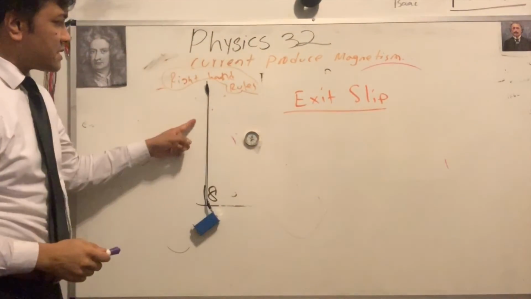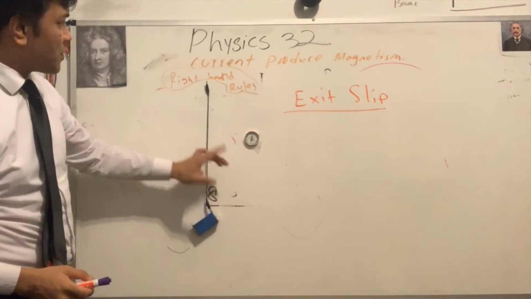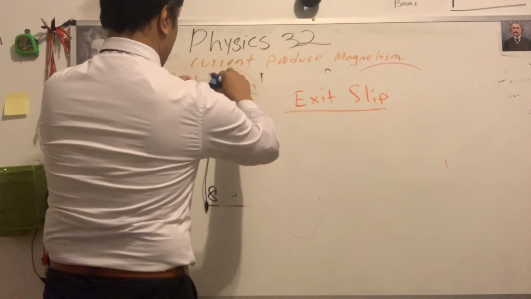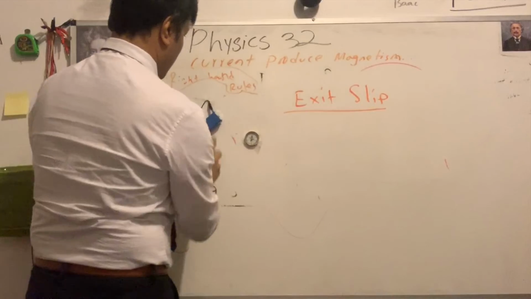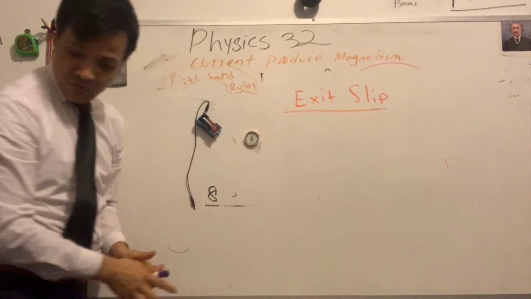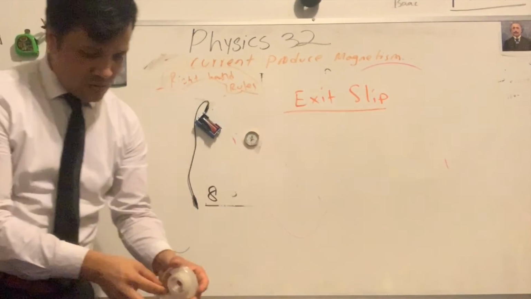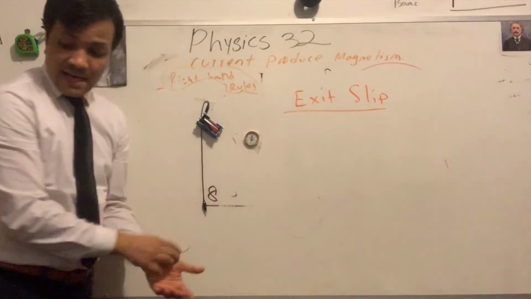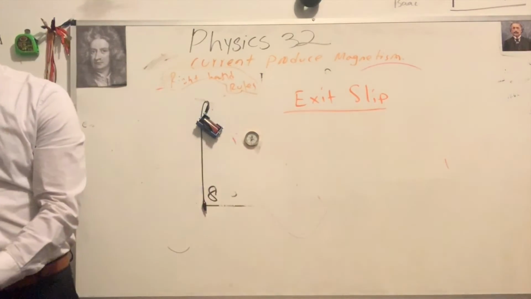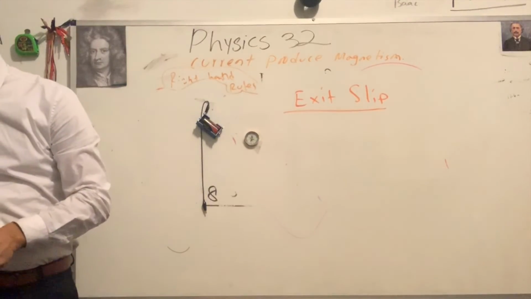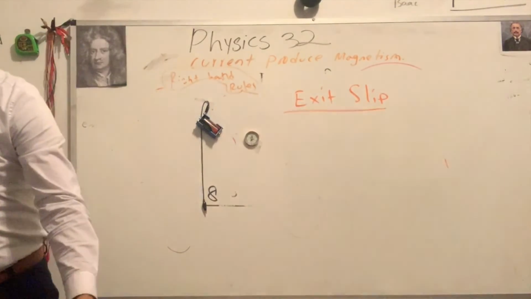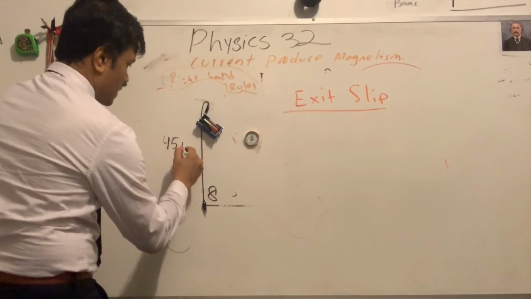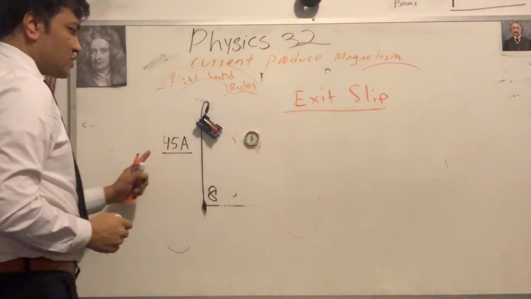Let's say the current now, instead of moving to the north, moves to the south. So what are we asking? I'm going to tell you. How much current is inside the wire? Let's say 45 amps. Probably less than that in reality, but let's just assume. I have 45 amps of current inside the wire.